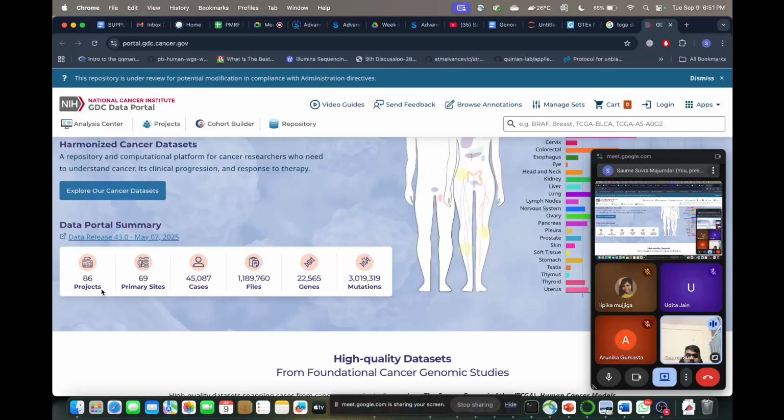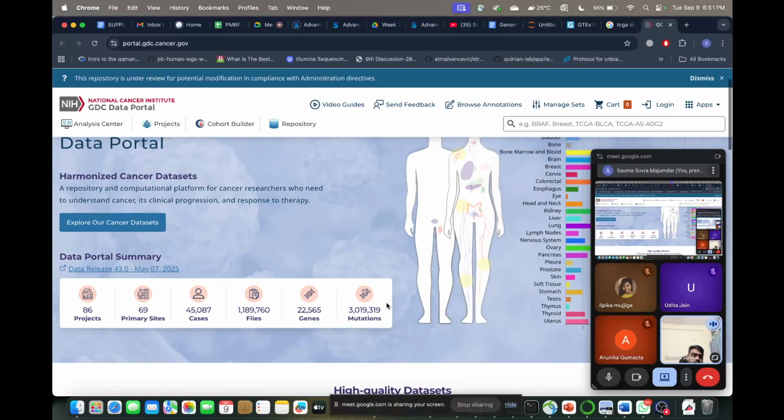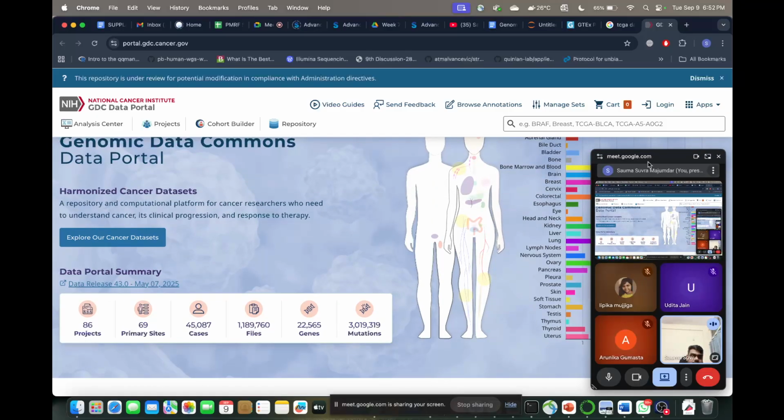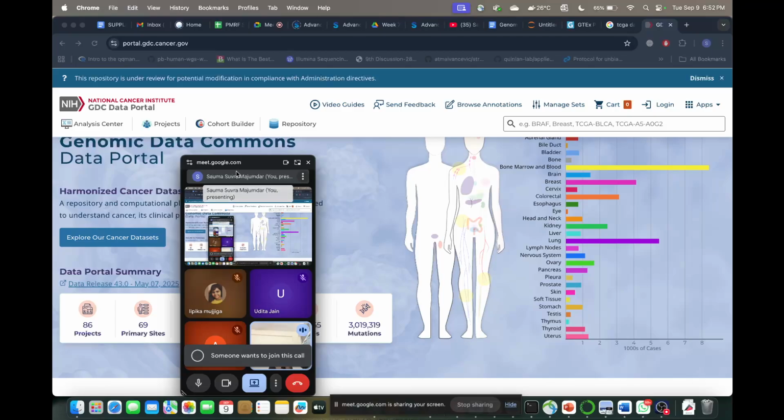So this has around 86 projects, 69 primary sites. Sites is basically the site of cancer. So many cases, these many files, these many genes that they have studied, and these many mutations that they have found associated with different types of cancer.